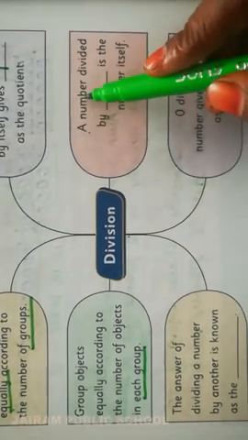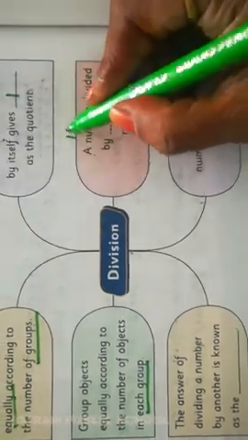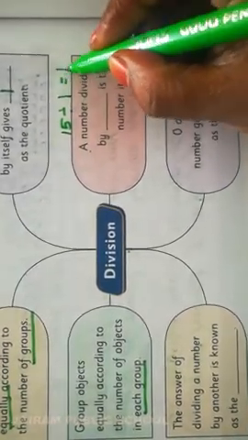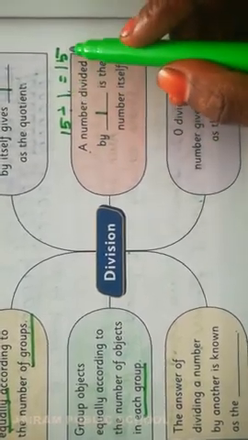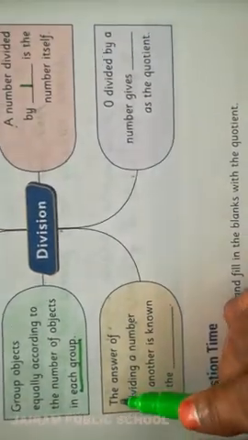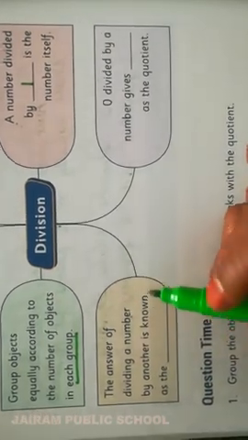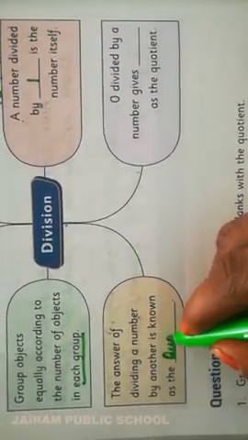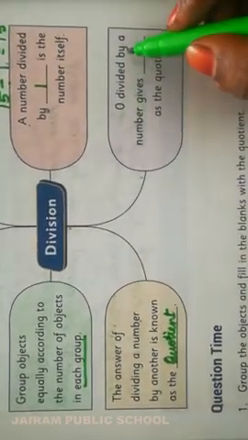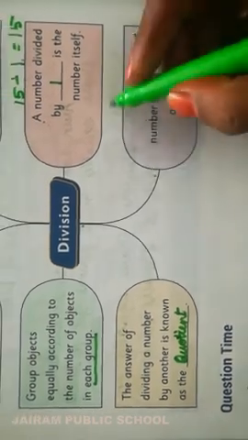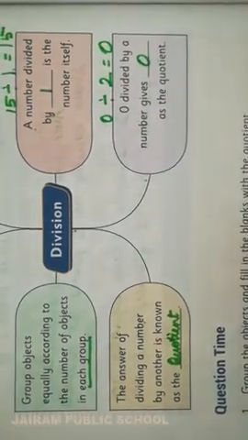Next one, a number divided by 1 is the number itself. For example, 15 divided by 1 equals 15. So here, 15 is divided by 1, we will get the same number. Next, the answer of dividing a number by another number is known as the quotient. The answer will be called the quotient. 0 divided by a number gives 0 as a quotient. 0 divided by 2 equals 0. So we will get the quotient as 0.